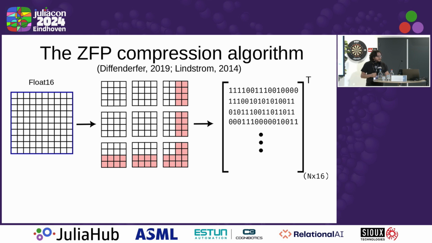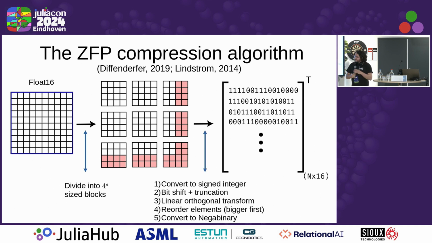So the first step is to divide your array into blocks of 4 by 4, in this case because it's 2 dimensions, but it can be 4 by 4 by 4 for 3, and so on. For any blocks that are incomplete, you just pad with zeros, and it works. And you do a bunch of stuff, like you can convert to signed integers and use a binary representation, base shift plus truncation, linear orthogonal transform, reorder elements, bigger first, convert to negabinary. I'm not going to get into details, but you can always read the paper from 2019. What you get in the end is a binary representation.